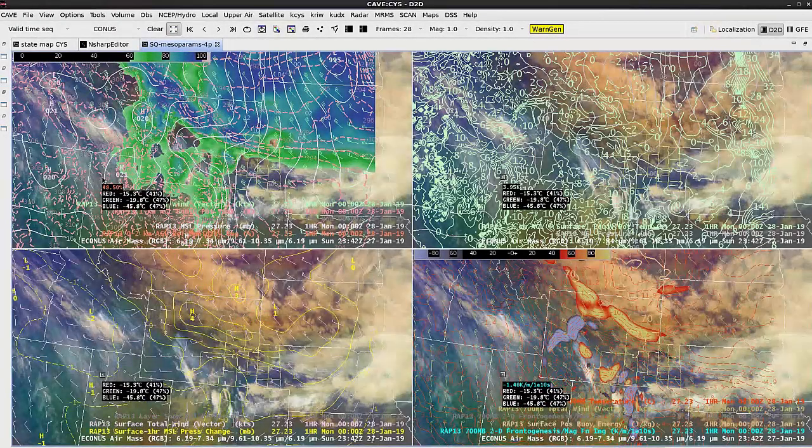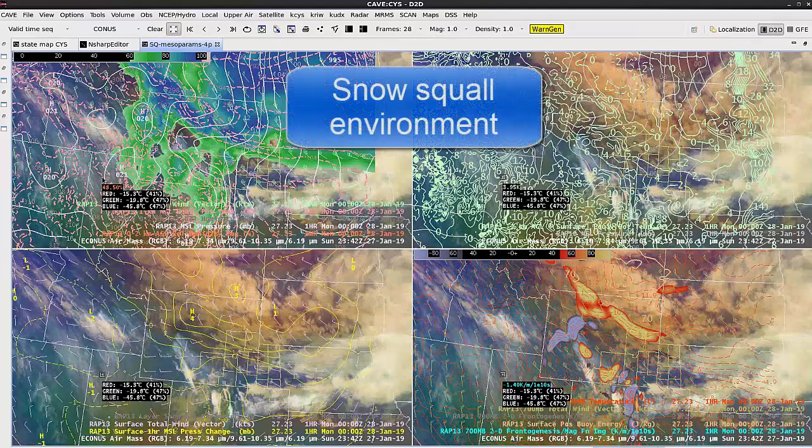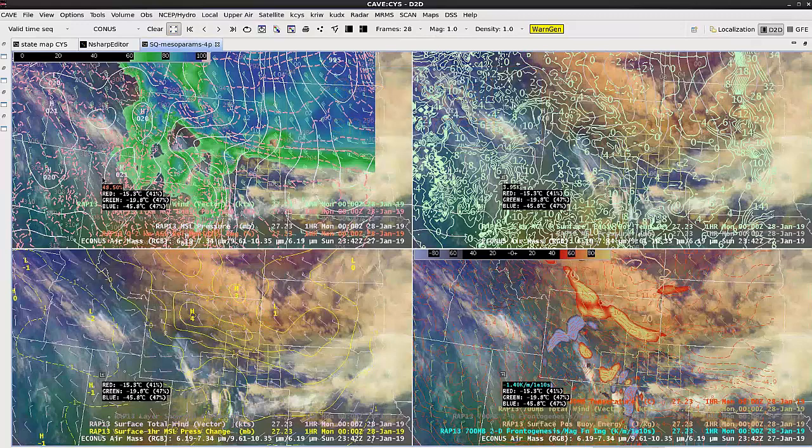Okay, so now we'll go ahead and take a look at the snow squall environment and see if it is favorable, and if we expect that one may start occurring if it hasn't already occurred yet. So let's take a look at the contributing members to the snow squall parameter. Then we'll see how well it agrees with the actual snow squall parameter.